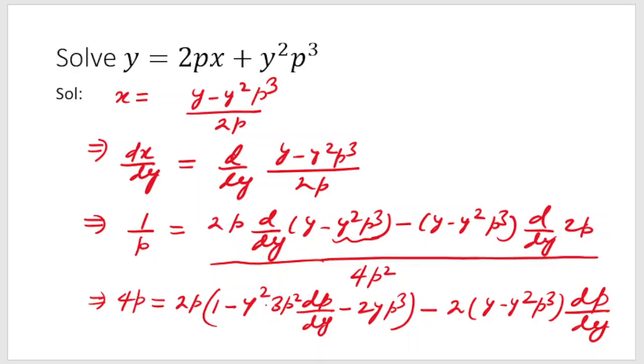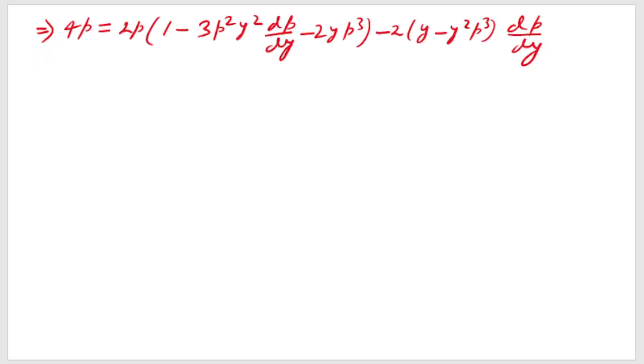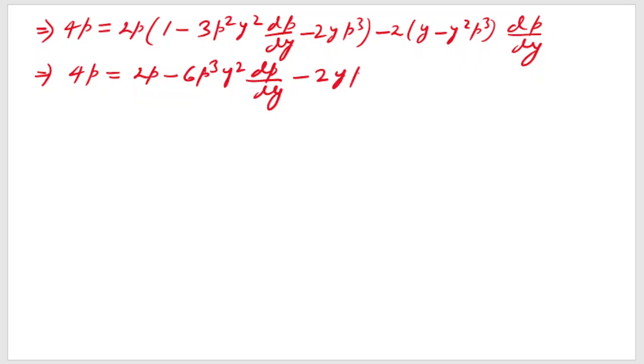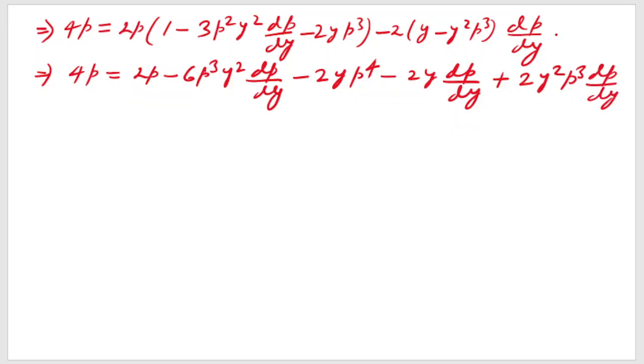I can start here. Just for your convenience, I am going to copy everything here on this second page. So here we have this expression. Let's simplify it now. So we have 4p, and then we have 2p minus, if you multiply you will get 6p cube y square dp by dy, minus 2y p to the power 4, minus 2y dp by dy, plus 2y square p cube dp by dy. So I have multiplied everything.